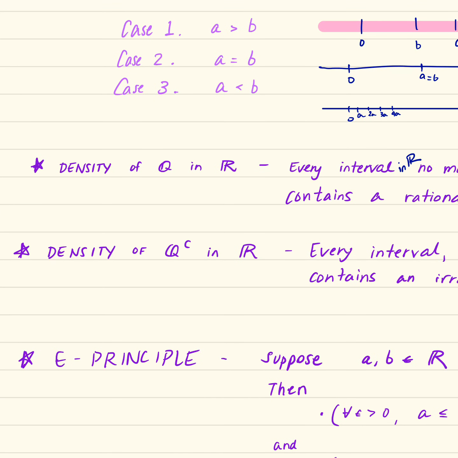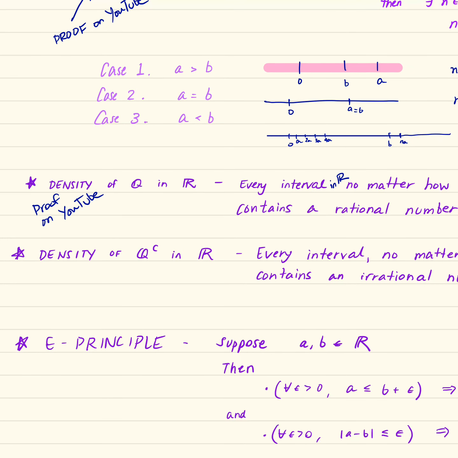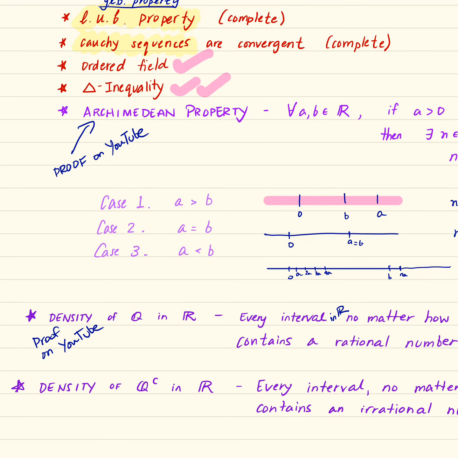The proof that Q is dense in R, this proof is also on YouTube, and the link is in the announcements in B courses. And as I said before, it relies on the Archimedean property.